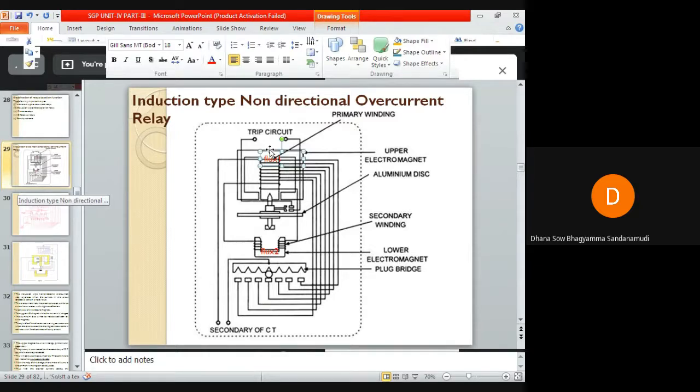The time required to rotate the disc depends on the torque, and the torque varies as the current in the primary circuit varies.